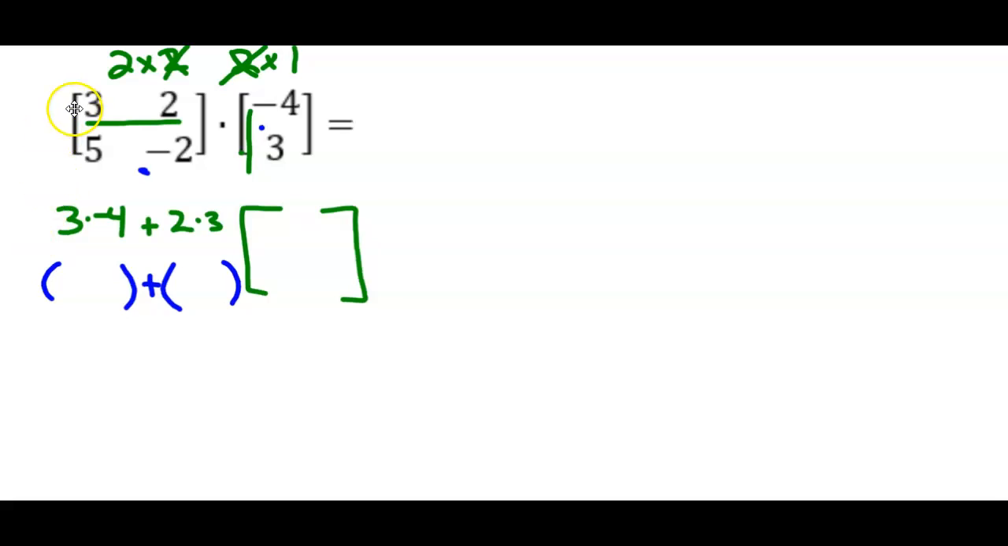So we have 3, 2 is one row, 5, -2 is the second row. 2 columns, so 2 by 2. 2 rows, 1 column. Okay, so my answer is going to be 2 by 1. So there's going to be 2 rows, 1 column. So a single number on top and a single number on the bottom. Okay, so work this problem out to make sure you get the correct answer.